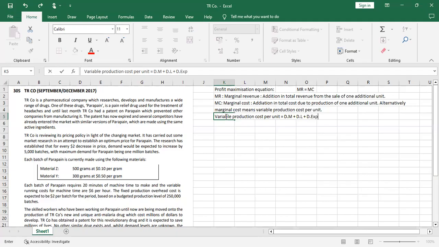So we need to solve these things. We need to calculate things like variable production cost per unit. Then we can calculate the other relevant figures like MR, like what would be the optimum pricing, what would be the optimum quantity. First thing we discussed is the profit maximizing equation. Now, how to solve this profit maximizing equation? Step number one. Is there any question related to these values or these descriptions?